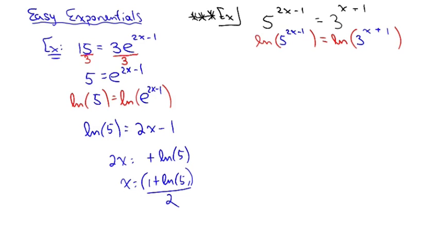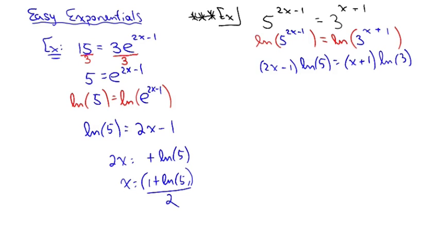So drop the 2x minus 1, and it's times ln of 5. Drop the x plus 1. Remember to keep them in parentheses. They're grouped. You know, x plus 1 is a single number. And it'll be times ln of 3.